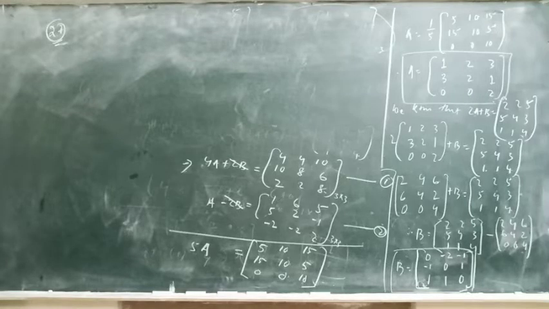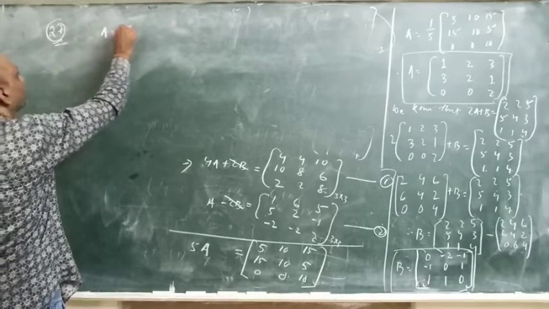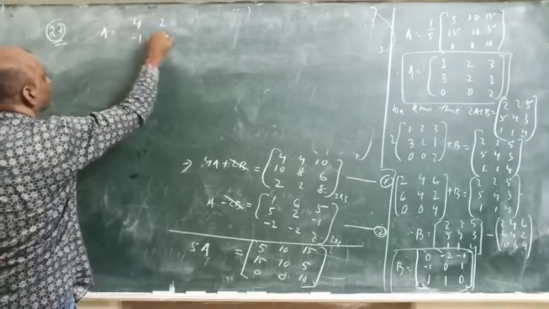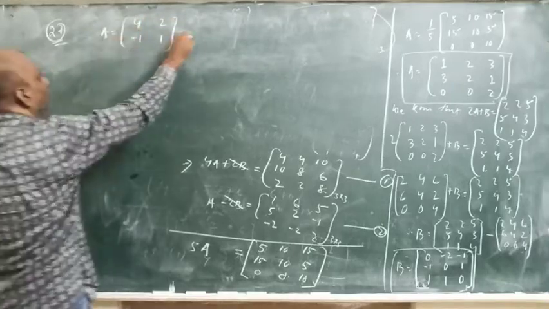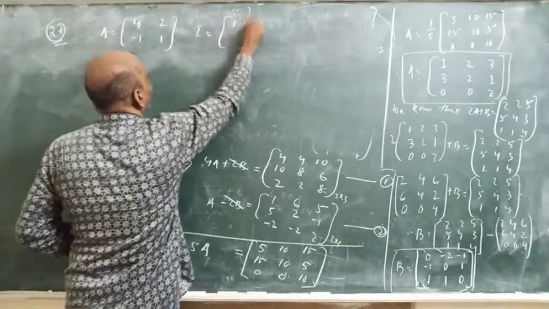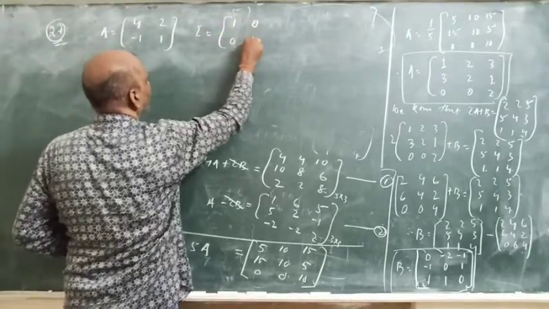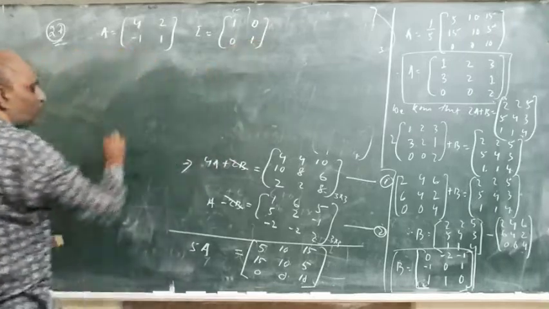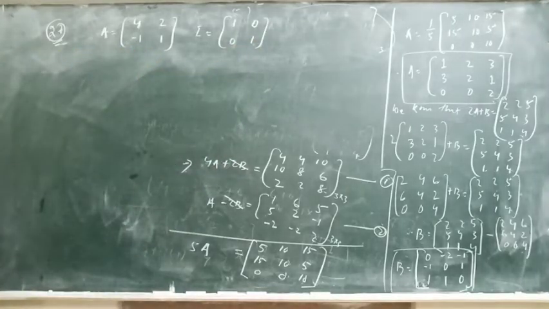The 27 question: A is equal to [4 2; minus 1 1], and I is the unit matrix of second order. Now what it says: find (A minus 2I) into (A minus 3I).